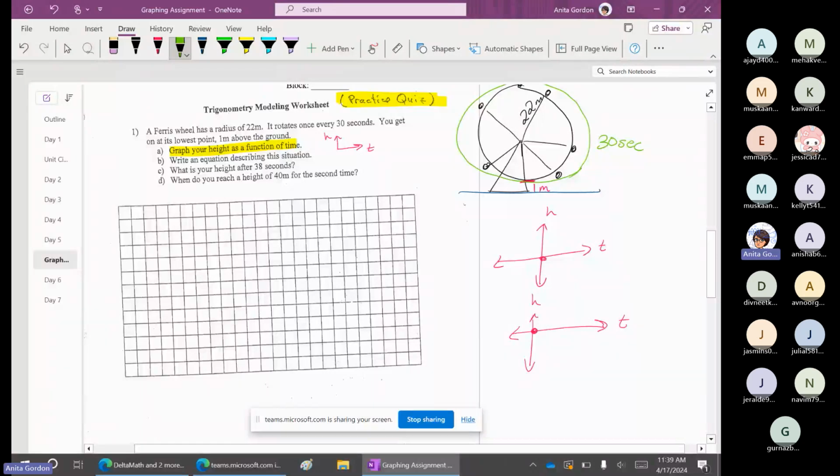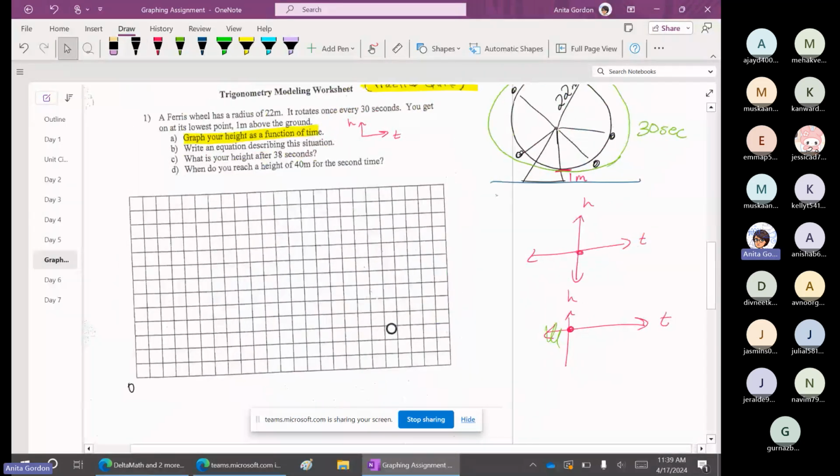Can we have negative height? Can we have negative time? So do we need the negative side of our graph? No. So that means we want to use our whole graph to plot positive coordinates. So I'm going to put 0, 0 in the bottom corner here.